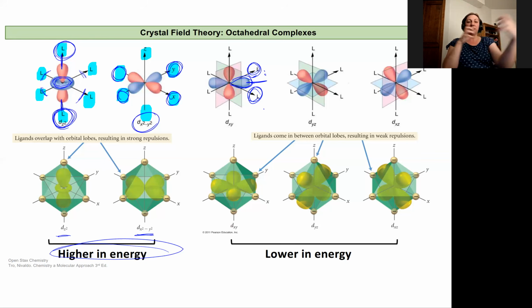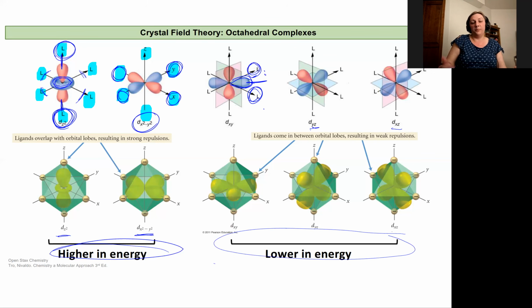And because there's greater distance, by Coulomb's law, that means there is less of an increase in the energy to destabilize it from those repelling forces. And so the same will apply for the xz plane and the yz plane. And so we'll see that relative to the z squared and x squared minus y squared orbitals, these 3 orbitals will actually be lower in energy relative to it because there will be less of that direct overlap, or we'll say a larger distance from our ligands.